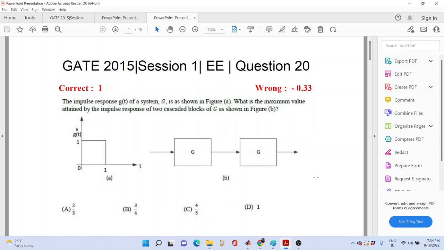So the impulse response of a system is given to you. That is this square pulse response, and there are two such blocks whose impulse response is the same as this, and you are asked to find out the impulse response of the cascaded block. I will be giving you 3 minutes again.